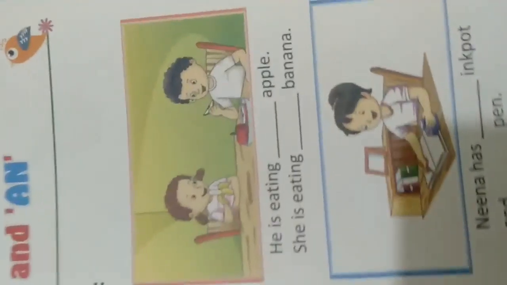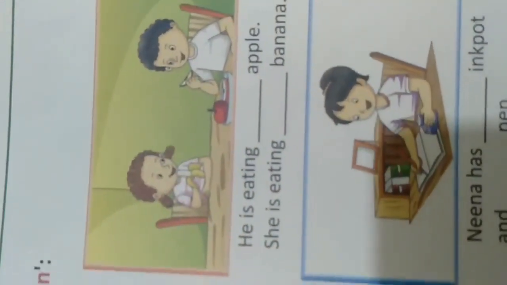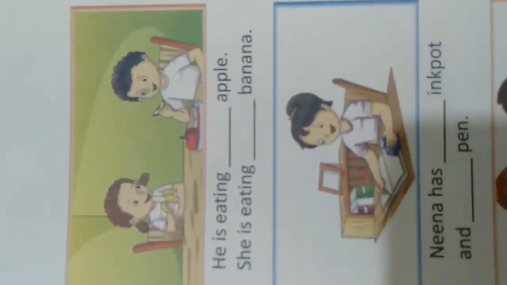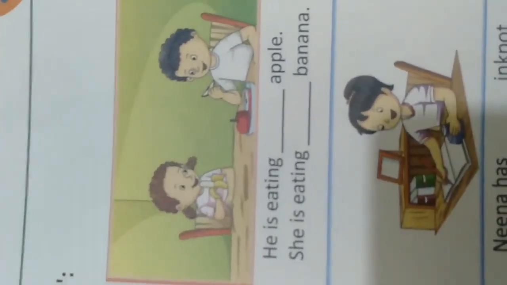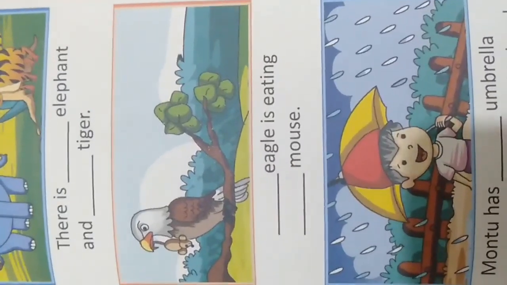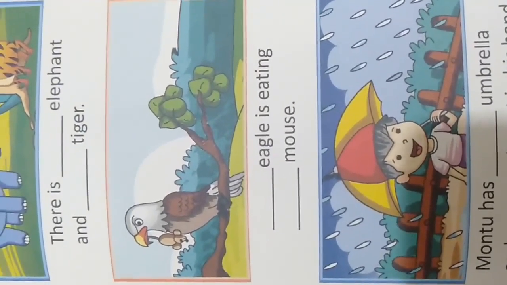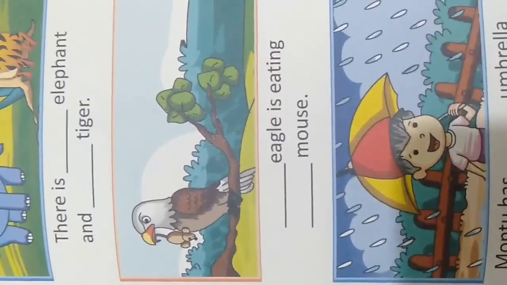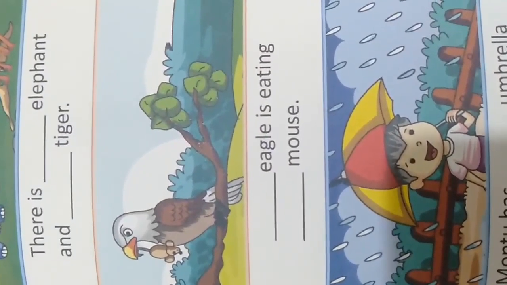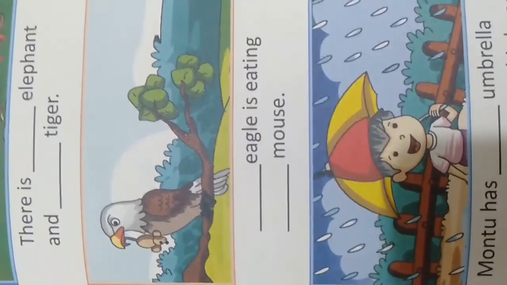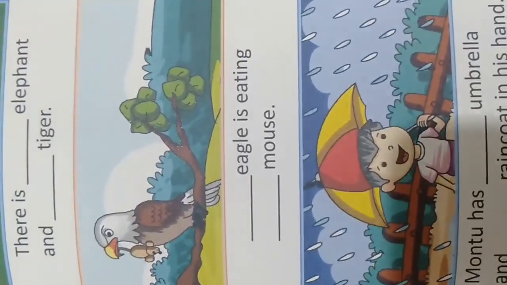Next picture. He is eating dash apple and she is eating dash banana. So before apple you have to write an, and before banana you have to write a. Now the third picture. Dash eagle is eating dash mouse. E means it is a vowel. You have to write an, and an eagle is eating a mouse because M is a consonant.